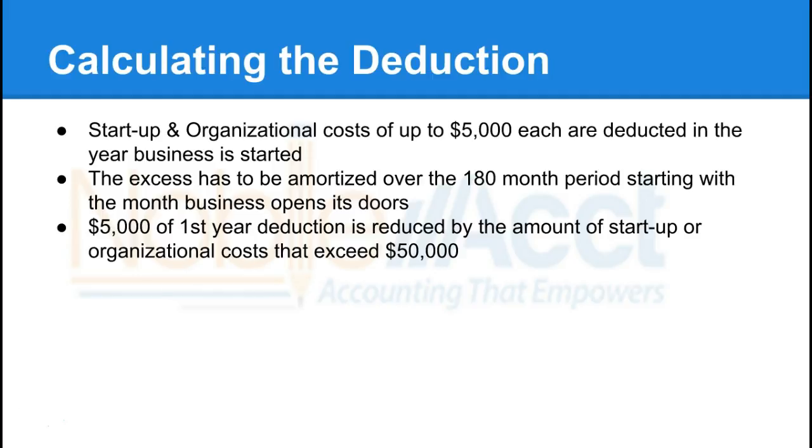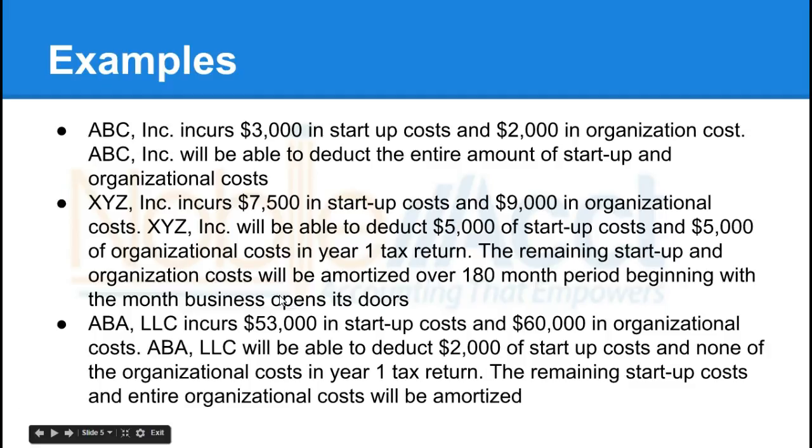Now we'll take a look at a couple of examples that will help clarify the deduction a little bit more. Let's say, for example, ABC Inc. incurs $3,000 in startup costs and $2,000 in organizational costs. Now remember, we said you can deduct $5,000 of startup costs and $5,000 of organizational costs in the first tax year you start your business. So in this case, since both of these costs are less than $5,000, ABC Inc. will be able to deduct the entire amount of startup costs and the entire amount of organizational costs within the first tax year.